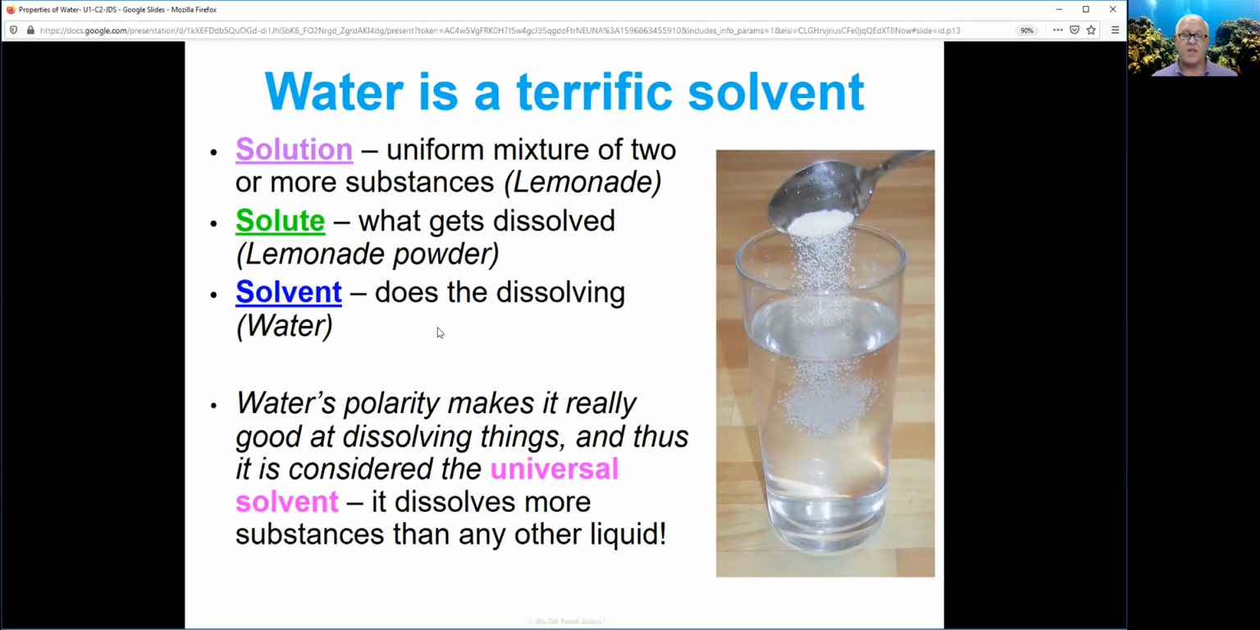Water's polarity makes it really good at dissolving things, and thus water is considered the universal solvent. It dissolves more substances than any other liquid. That's one of the reasons why we use water to wash our hands, because no matter what you get on your hands, you can pretty much wash it off with good water.